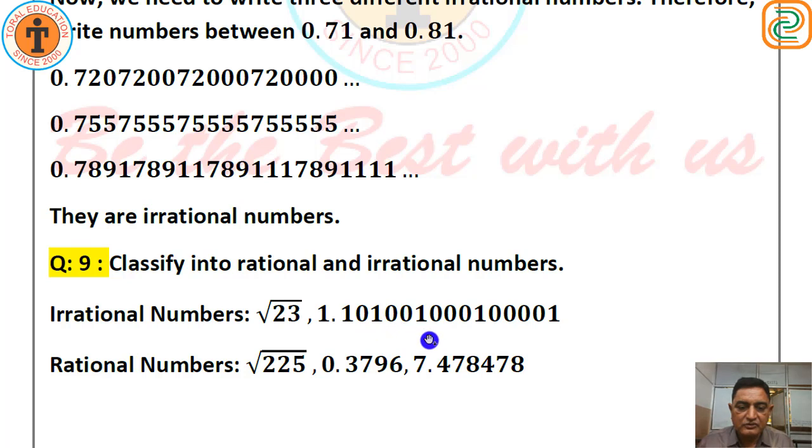1.10100100010000, the numbers are given here. Here also there is a square root, but the number is 225. Whose square is this 225? It's the square of 15. So we can write here 15 instead of root 225. So 15 is a rational number, right? 15 squared means 225.